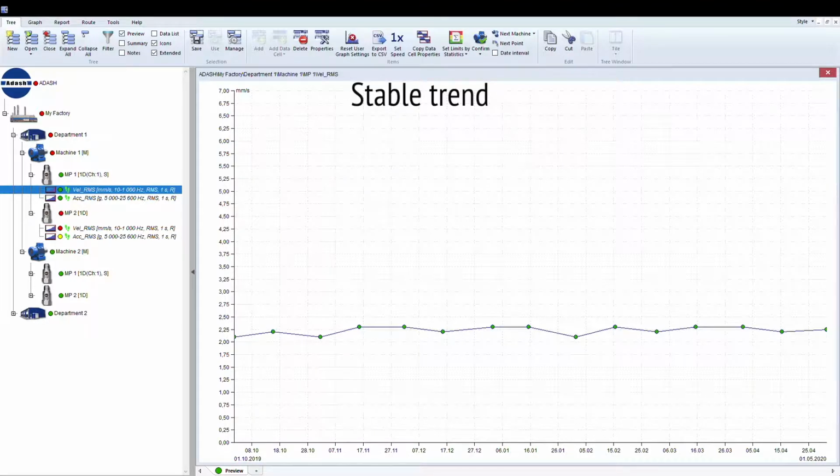Attention! Even if the trend is stable, there can be cases when the machine will break down without any warning. This can happen, for example, if the machine runs with some manufacturing defect. It does not happen very often, but it happens.